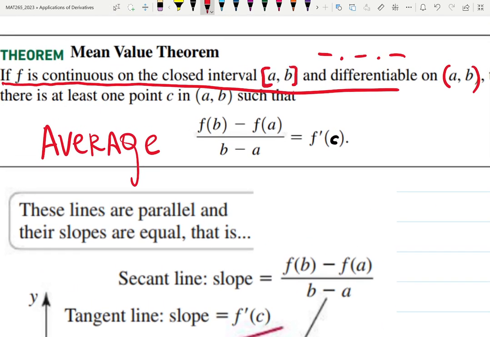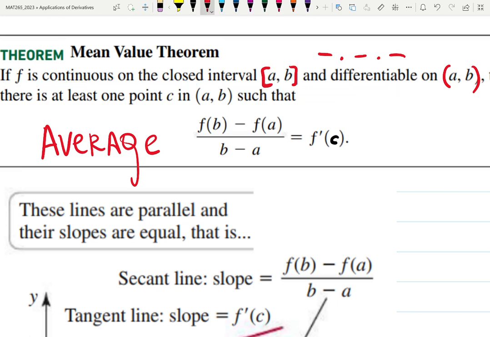The function doesn't have a derivative at the edge, because in order to have a derivative, we need to have a left and right limit. But on the edge, one side limit is missing. So at a, the left-hand side limit is not there, because there's nothing behind a. And same thing for b. So differentiability is on the open interval.